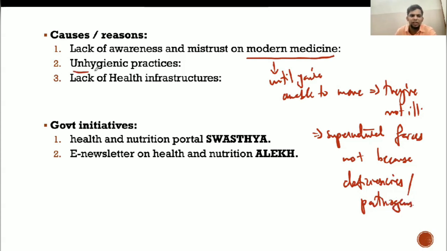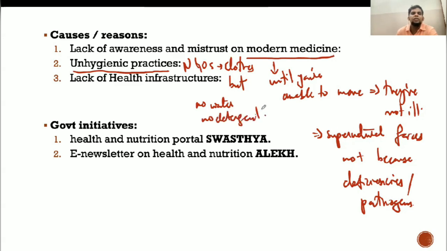Unhygienic practices. See, for instance, today there are so many NGOs providing clothes, but maybe no water, no detergent. They end up wearing those clothes for many days, which results in skin issues. So take some of those things. Try to elaborate on some of these ideas, and I think that will add to your answer to a great extent.